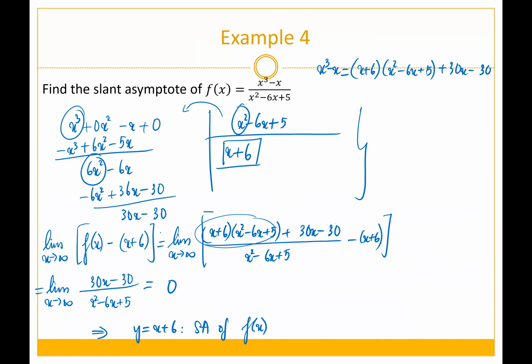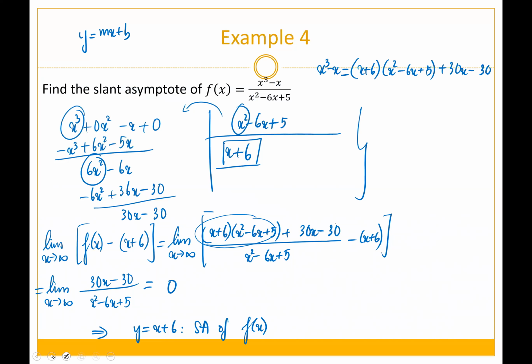And one thing to notice, because it's called a slant asymptote and it's a line, it should have the form y equals mx plus b, instead of things like mx squared plus bx plus c. Then that one is not a slant asymptote anymore, but maybe some quadratic function that your function is approaching, but it's not a line.